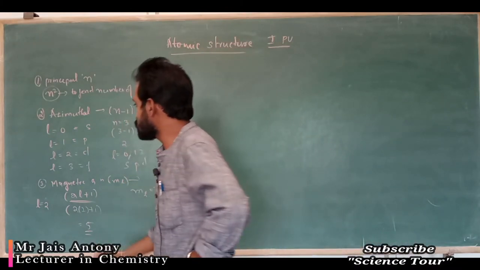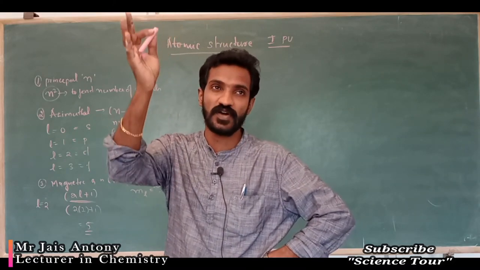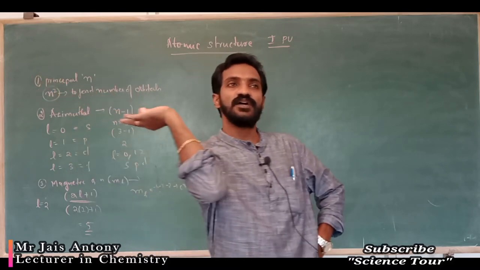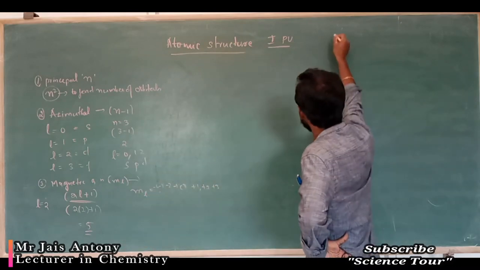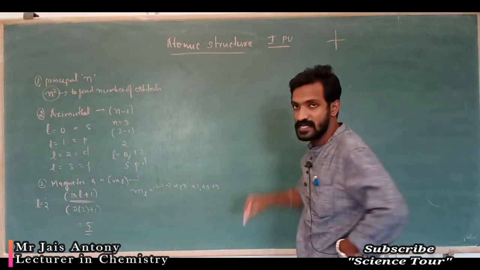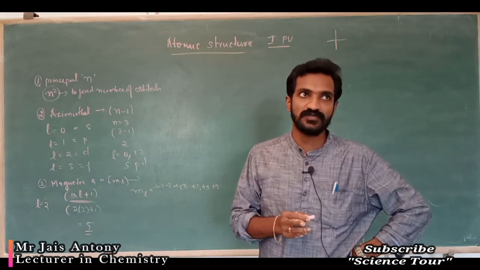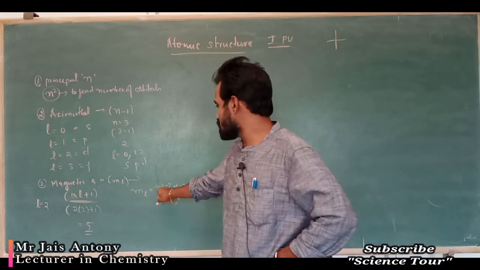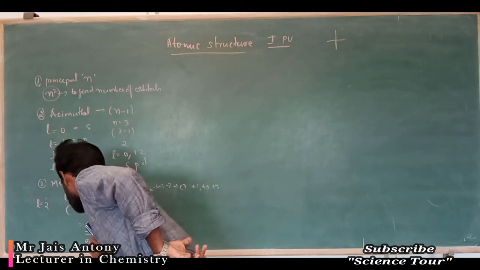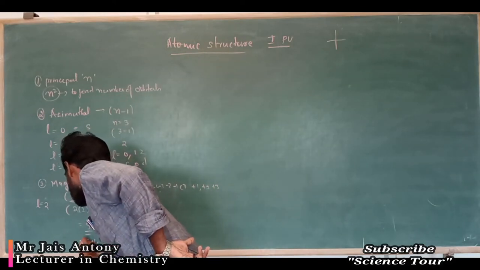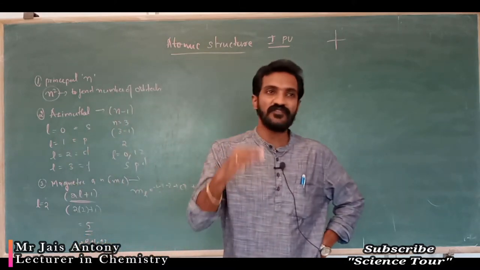Which are those 5 orbitals? Here the magnetic quantum number ML is mainly used to represent the orientation of this particular orbital: in which axis the orbital is oriented, whether it is in the y axis, x axis, or minus, plus. You know that in mathematics you study plus, minus, like that. The same thing, in which axis it is there actually. To represent the orientation of that particular orbital, we use 5 values: 0, plus 1, plus 2, and minus 1, minus 2. Total 5 orientations are possible. Don't get confused with these values.